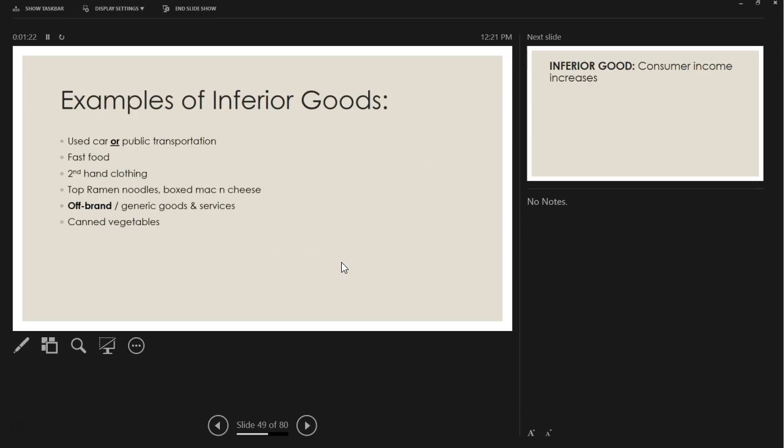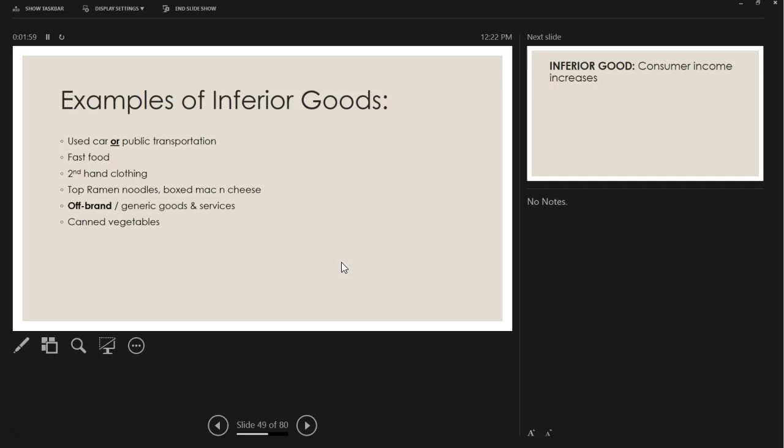So examples of inferior goods, again, these need to be put in the box at the bottom of your sheet. Used cars or public transportation, for example. Fast food, secondhand clothing, top ramen or boxed mac and cheese, off-brand generic goods and services, canned vegetables. These are all things that if someone had more money to spend, they wouldn't buy these. If you have enough money to drive your own car, why would you take public transportation? If you had enough money to buy a new car, why would you buy a used car? If you had enough money to sit down and have healthy food, why would you buy fast food?